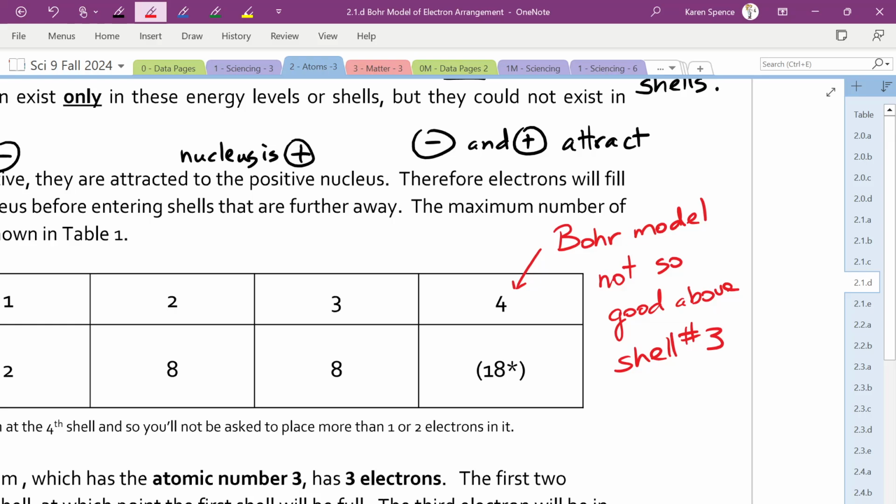Get your periodic table out. Stop drawing pictures. Get your periodic table out. You're going to draw pictures, but you're going to draw Bohr models. Okay?